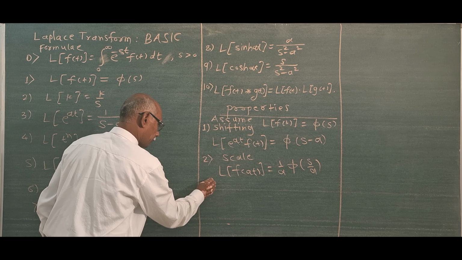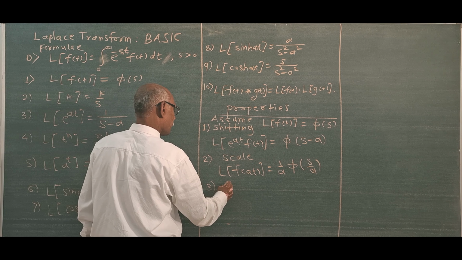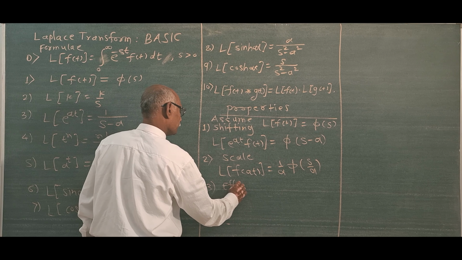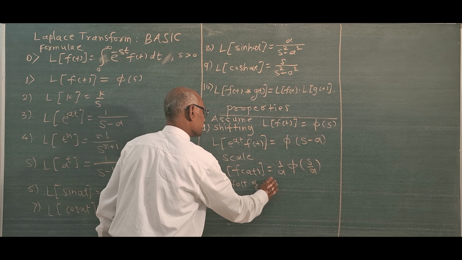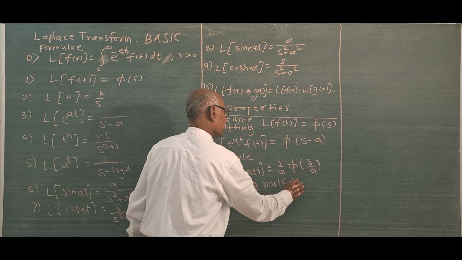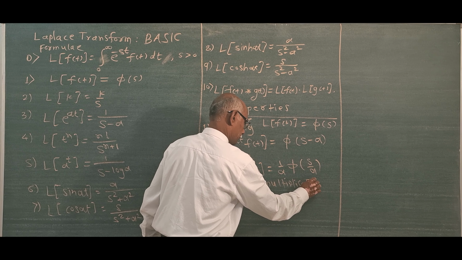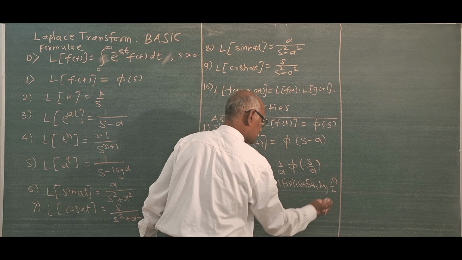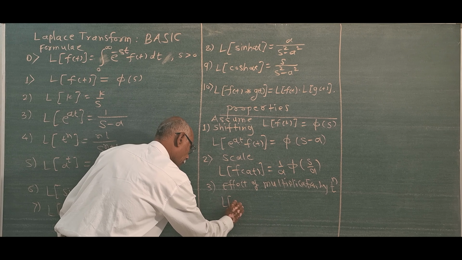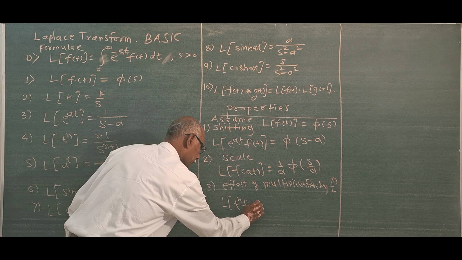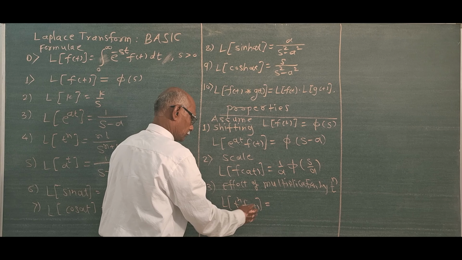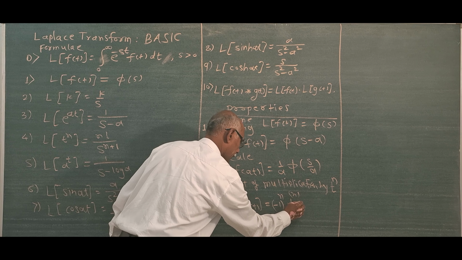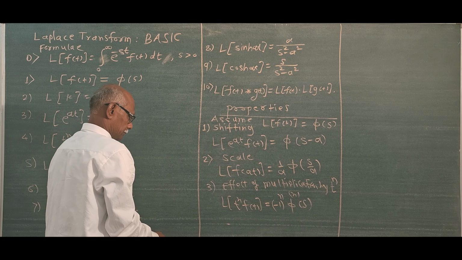Number 3, effect of multiplication by t, or t raised to n. L of bracket t raised to n into f of t is equal to minus 1 raised to n times the nth derivative of phi with respect to s.